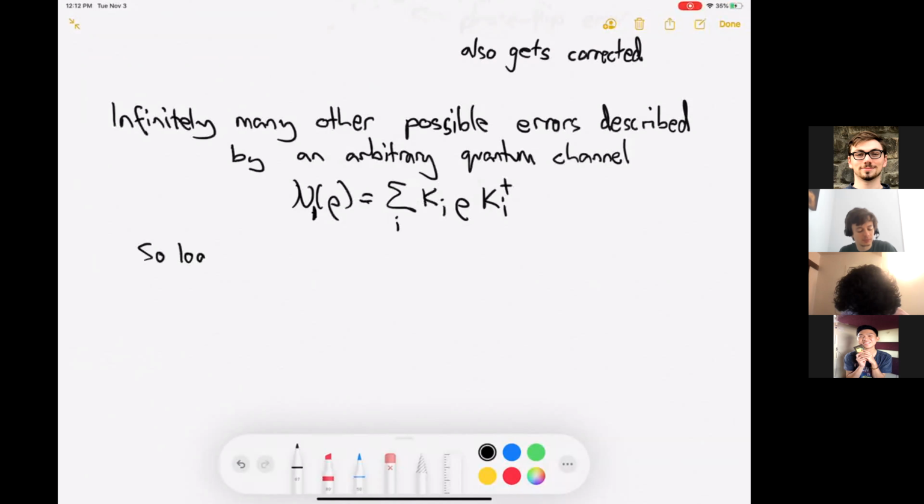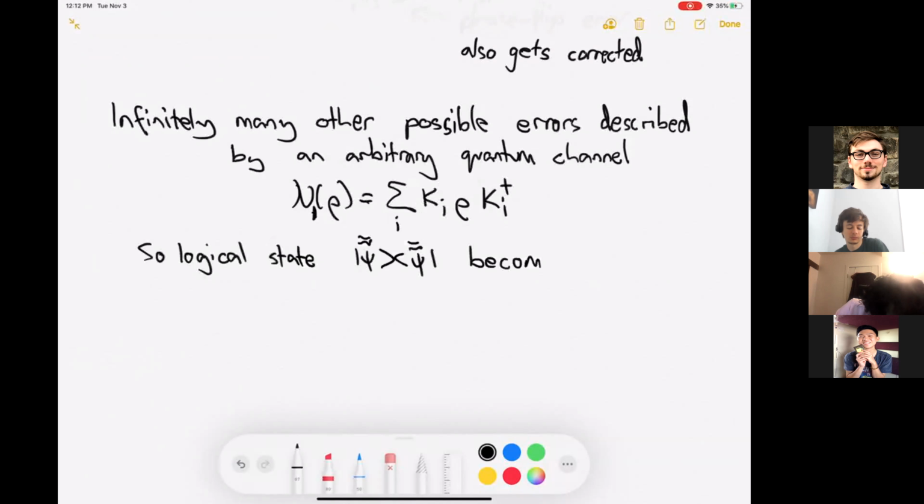So a logical state psi double tilde, this density matrix is just a ket and a bra, is going to become just sum over i of K_i psi double tilde, psi double tilde K_i dagger, where remember that the K_i's only act on the first qubit.